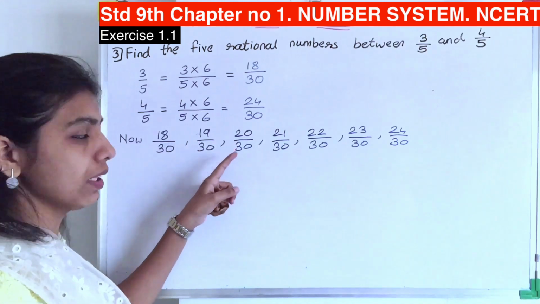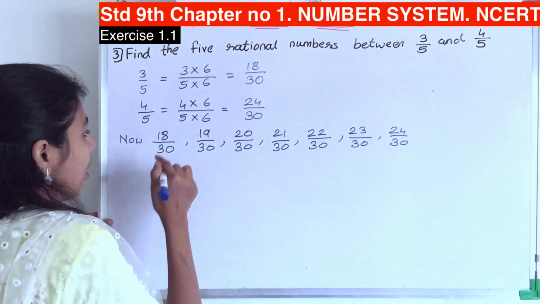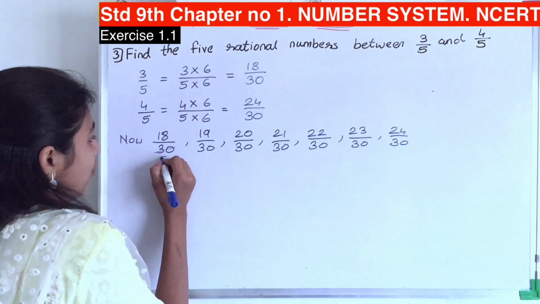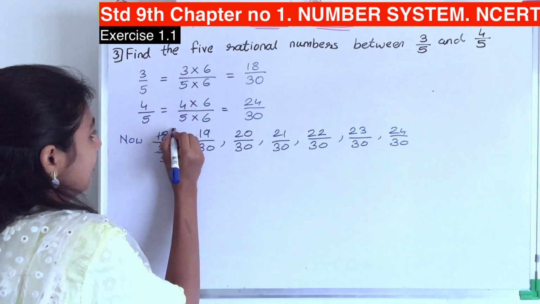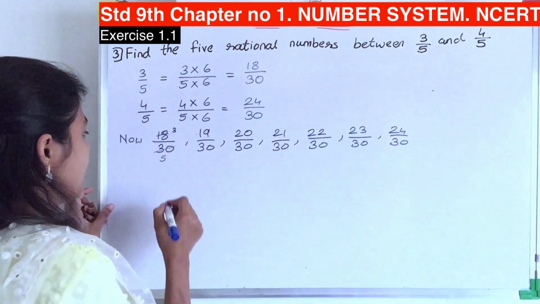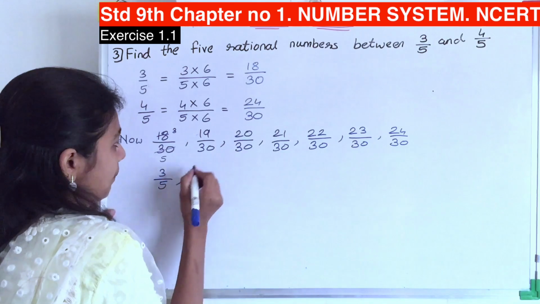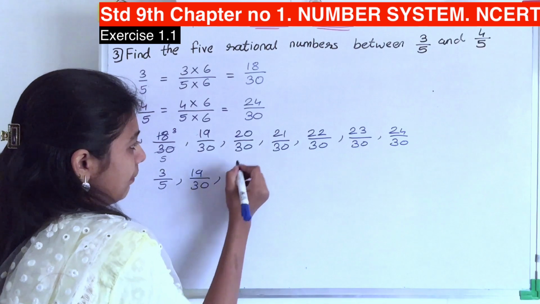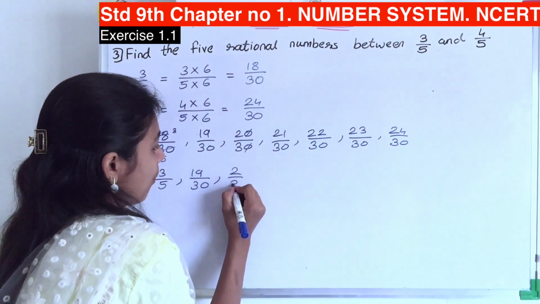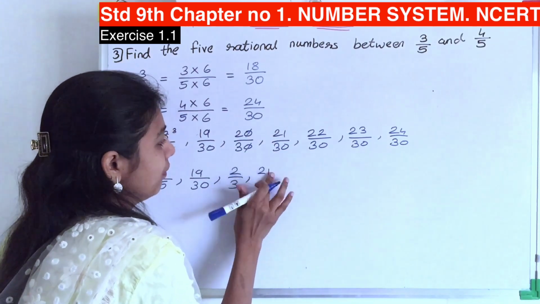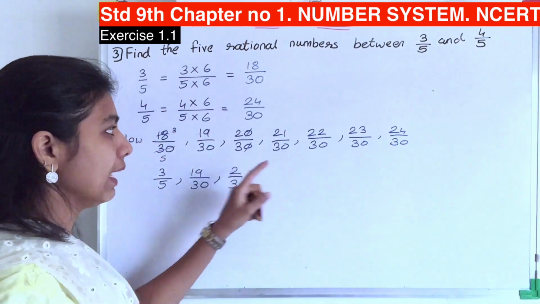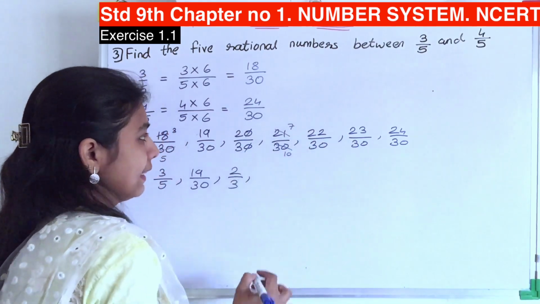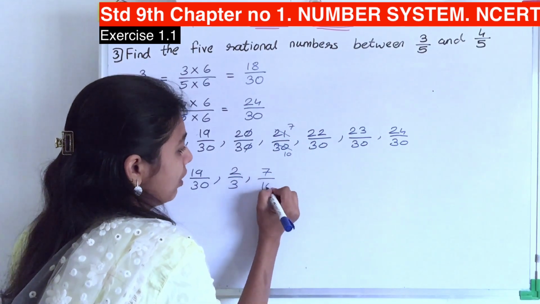Now wherever it is possible we'll cancel it and make it a smaller number. Now when I cancel this 30 and 18, it will give you 5 6s are 30 and 3 6s are 18, that is 3 upon 5. 19 upon 30 is not going to cancel, it will remain as it is. 20 upon 30, 0 and 0 cancel, 2 upon 3. Again 21 upon 30 can be cancelled, like 7 3s are 21 and 10 3s are 30. So it will give you 7 upon 10.